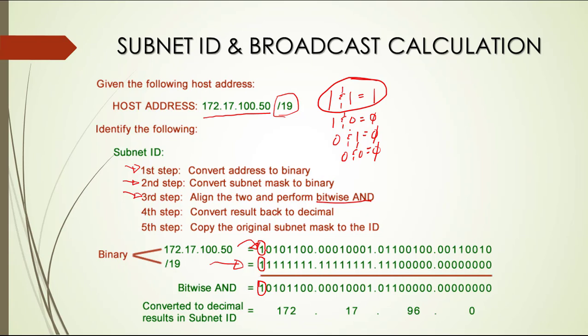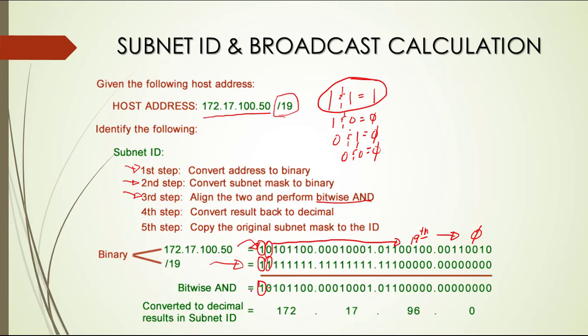So in this case, the first bit position, a 1 and a 1, equals a 1. The second bit position, a 0 and a 1, a bitwise AND says that that's a 0. And we just continue to do this all the way down the line, at least until we get to the number of bits that are carried in the subnet mask. In this case, it's a 19. So as long as we do it up to the 19th bit, we'll be good. Everything beyond the 19th bit is going to be a 0.